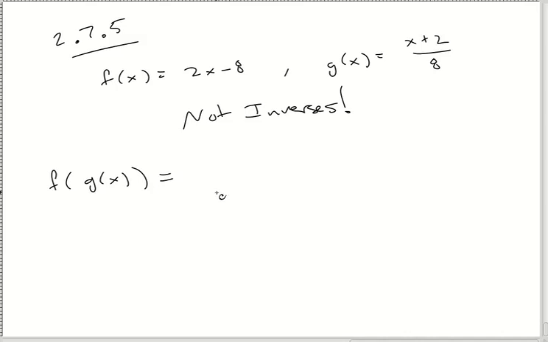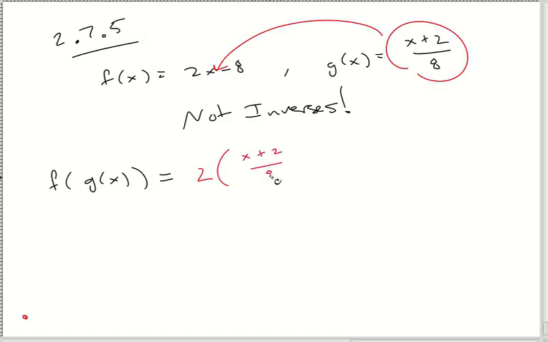So it's not that hard, honestly. What I want to do is take my g and plug it in to x right there. So I got 2 times x plus 2 over 8, and then minus the 8. I need to simplify this. The first thing I'm going to do is distribute the 2 to both the top terms. 2x plus 4 all over 8, and then minus 8.